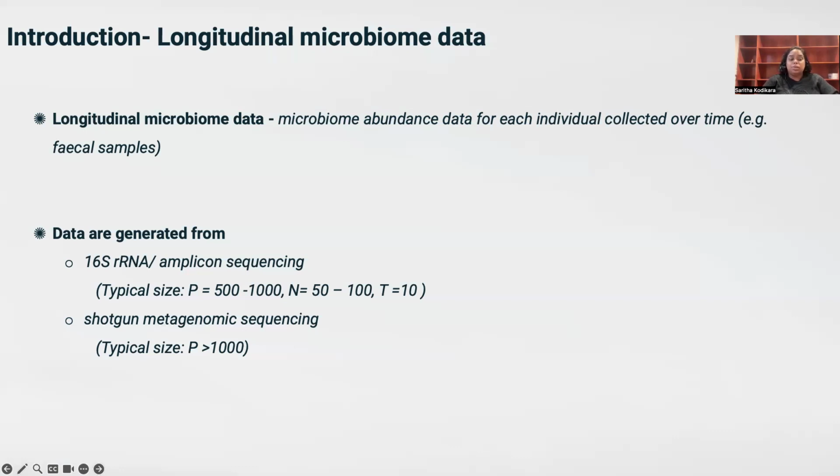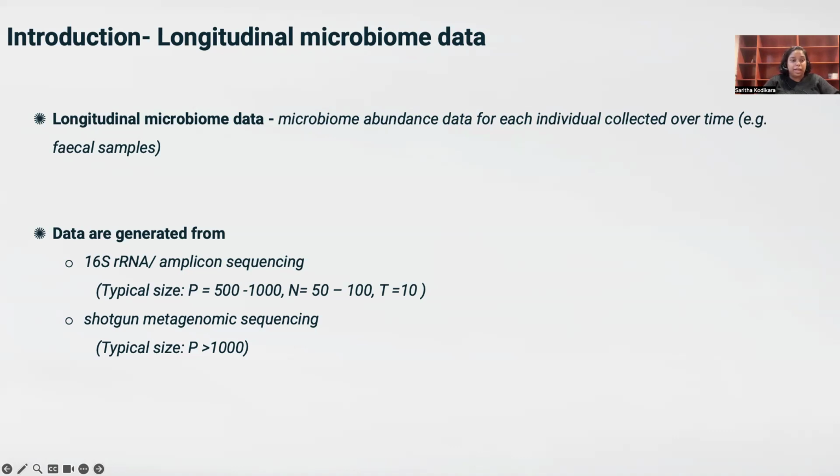When you look at these two data generating methods, the main difference is P, the number of variables or the number of taxa. You have a lot more variables when you do shotgun metagenomic sequencing. But I'm going to apply Lupine to 16S rRNA sequencing as case studies, but the idea is pretty similar. So you could also use this method on shotgun metagenomic sequences as well.